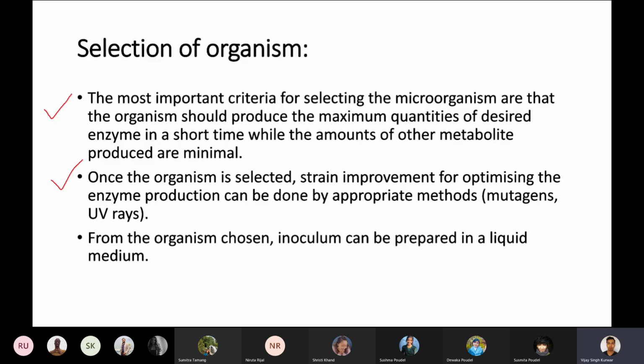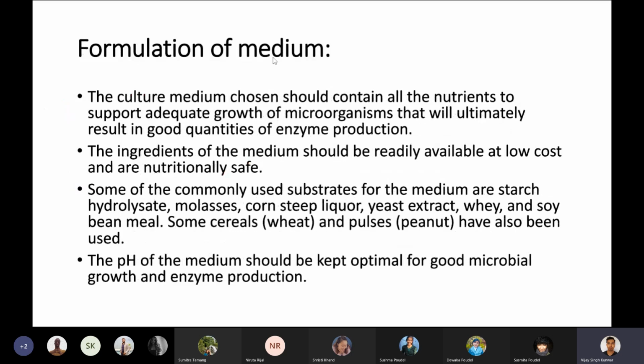The formulation of the medium: the cultural medium chosen should contain all the nutrients to support adequate growth of the microorganism that will ultimately result in good quantities of enzyme production. The ingredients of the medium should be readily available at low cost and be nutritionally safe, right? These are some of the requirements.